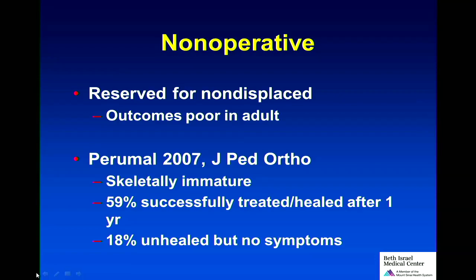In terms of non-operative treatment, generally for the symptomatic patient who's an adult, I'd say the outcomes are poor. There's certainly a subset of patients who alter their athletic activity level, who don't want surgery, who seem to manage and do well. But usually these symptoms don't change over time. There is some evidence in a skeletally immature patient that time leads to a successful result.